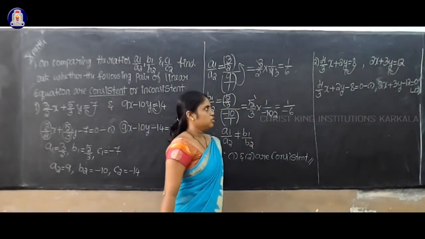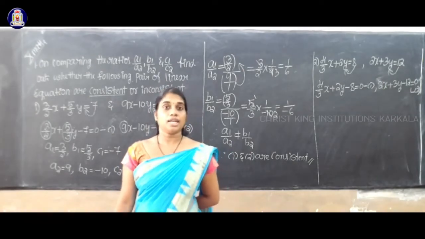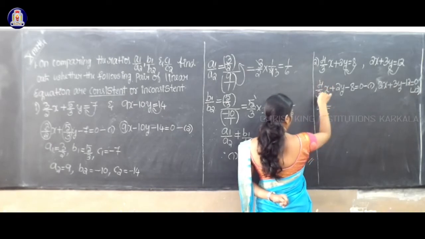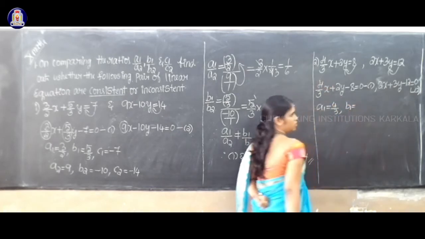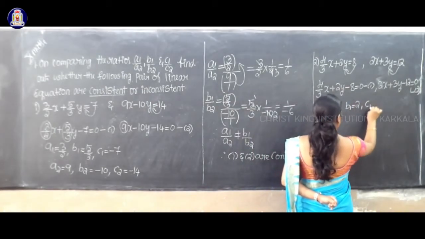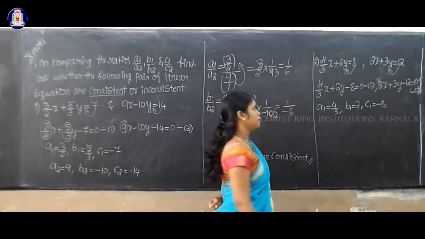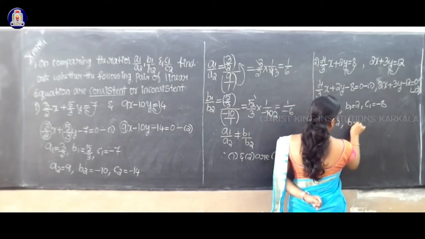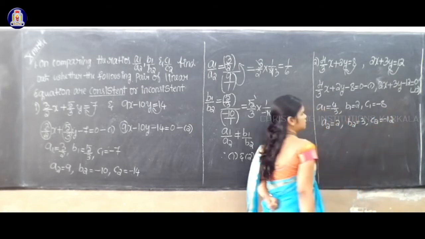Okay, yes. So now I will write the values of A1, B1, C1 and A2, B2, C2. A1 is equal to how much? 4 by 3. Next B1 means the coefficient of y. What is the coefficient of y? That is 2. Next C1, C1 is equal to minus 8. Next again A2 value. A2 is equal to 2. B2 is equal to 3. C2 is equal to minus 12.